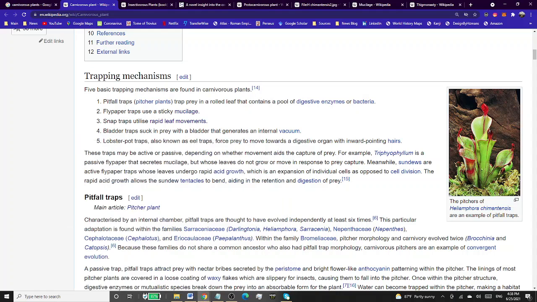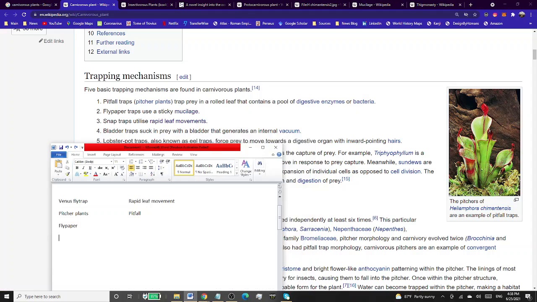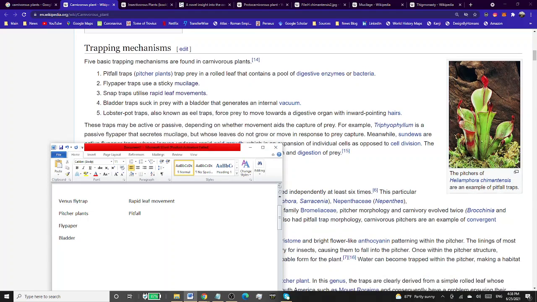Do all that. There are bladder traps, which suck them in with a bladder to generate an internal vacuum. The name bladder is actually used in the species as well. This plant will have a name and perform this by containing them in a place. And we also have the lobster pot traps, or eel traps, which force them to move to a digestive organ with inward pointing hairs. It's the concept that once you go in, you can't go back out.